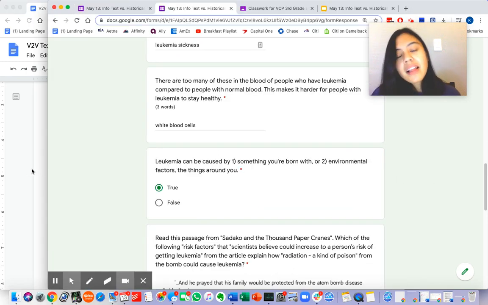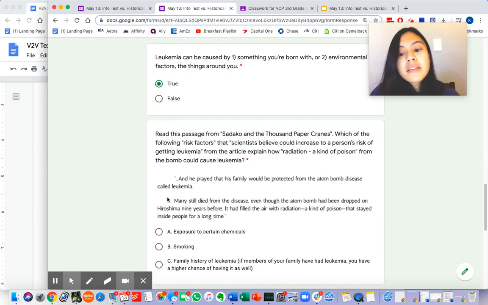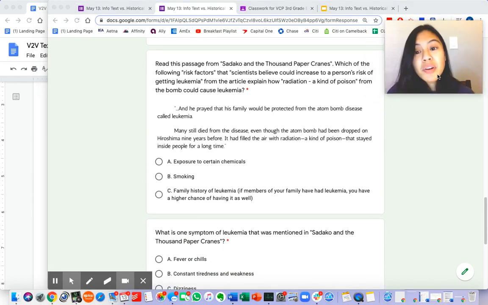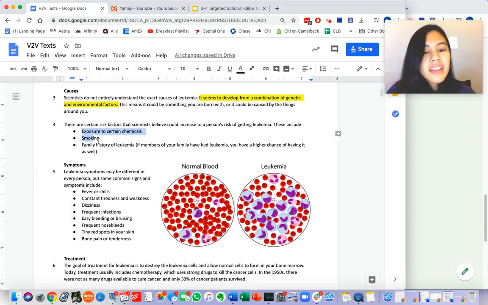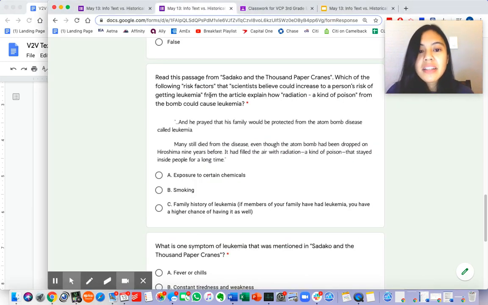Friends, let's think back to this section of Sadako and the 1,000 Paper Cranes that we read. Which of the following risk factors that scientists believe could increase a person's risk of getting leukemia can explain how the radiation, a kind of poisoning from the bomb, could cause leukemia? This was Mr. Sasaki. And he prayed that his family would be protected from the atom bomb disease called leukemia. Many still died from the disease, even though the atom bomb had been dropped on Hiroshima 9 years before.